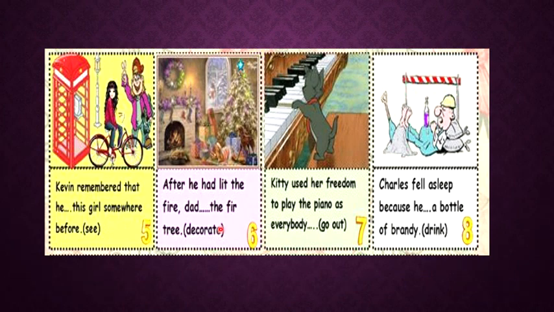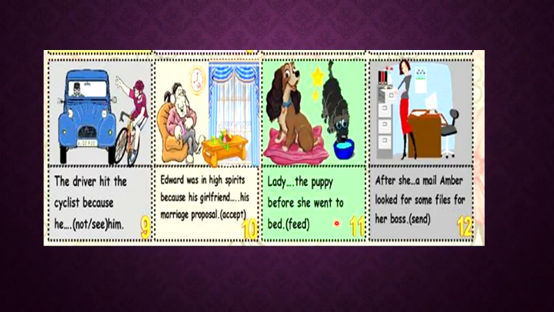Alright. Now next, Kevin. Kevin is a name. Remember that he had seen this girl somewhere before. The verb is see. After he had lit the fire, Dad decorated the fir tree. The verb is decorate. Fir tree is a name. Okay. Kitty used her freedom to play the piano as everybody had gone out. Charles fell asleep because he had drunk a bottle of brandy. Charles is a name. The driver hit the cyclist because he had not seen him.